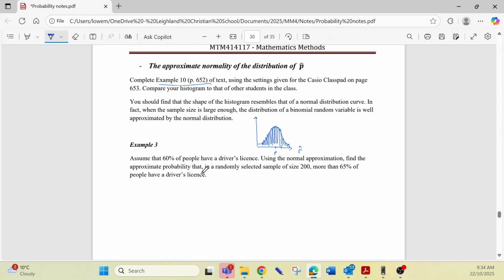Assume that 60% of people have a driver's license. Using the normal approximation, find the approximate probability that in a randomly selected sample of size 200, more than 65% of people have a driver's license.